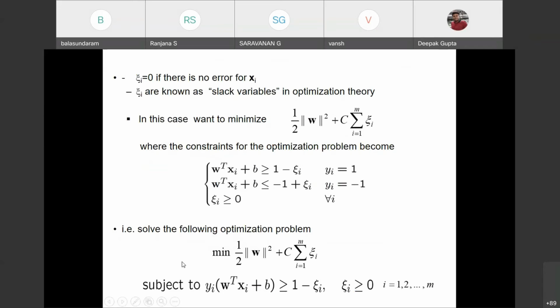So the problem is basically solving the optimization problem, which is the minimization of half times norm w squared plus C times summation zeta i, subject to the constraints yi times (w transpose xi plus b) is greater than or equal to 1 minus zeta i, and zeta i is greater than or equal to 0. As I already stated, the first term corresponds to maximizing the margin, and the second term of the objective function corresponds to summing and then finding the minimum of the errors. So this is the problem ultimately we are solving.